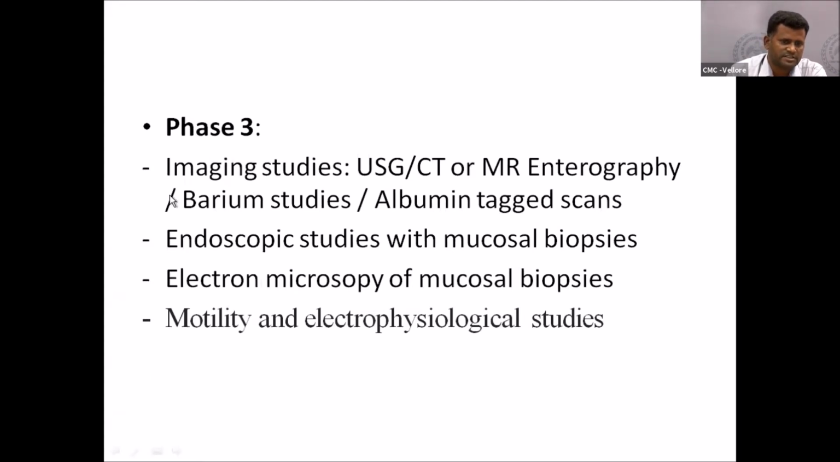And the next line of investigations includes imaging. That includes ultrasound, and CT or MR angiography, which give us an idea whether it's inflammatory bowel disease, and any strictures or obstruction we can find out. The albumin tag scan will tell us whether there is intestinal lymphangiectasia. Then endoscopy with mucosal biopsies will give us a clear idea to differentiate between various diseases, including inflammatory bowel disease. We can do a TB workup also from the mucosal biopsies, and electron microscopy, mainly to look for congenital causes of diarrhea, like tufting enteropathy and microvillus inclusion disease. And lastly, motility and electrophysiological studies, including manometry for dysmotility problems.